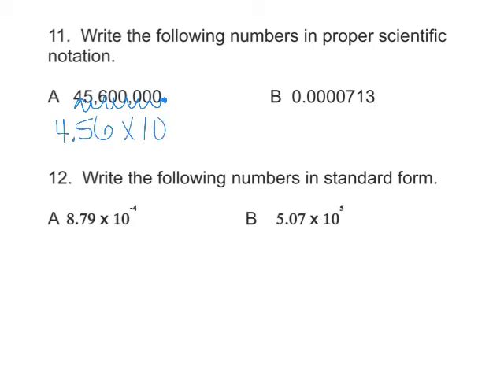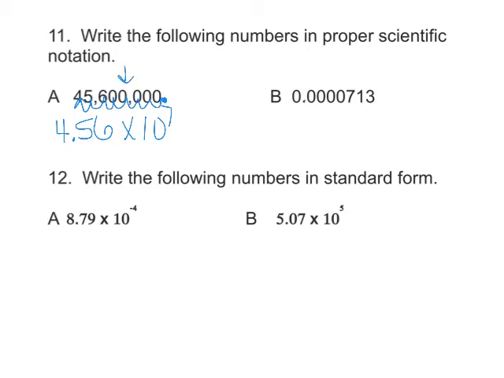And then I've lost count. I forgot how many. That was 7, right? All right, times 10 to the 7th. It's a positive 7 because this original number is a very large number.